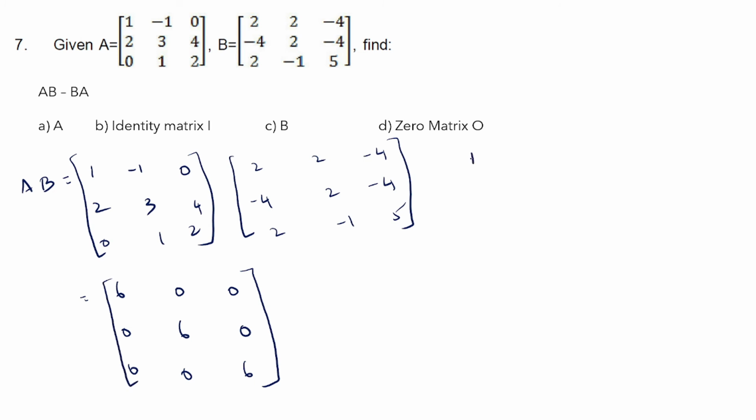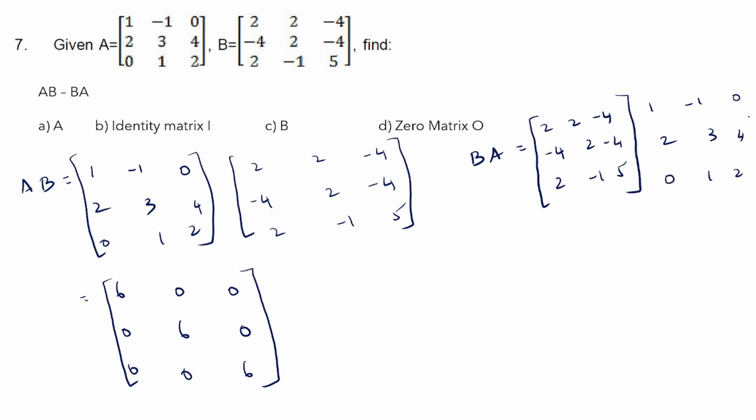Now let us find BA. BA is equal to 2, 2 minus 4, minus 4, 2 minus 4, then 2 minus 1, 5, into A is 1 minus 1, 0, 2, 3, 4, 0, 1, 2. Now let us multiply and add. So it is equal to 2 plus 4 plus 0. Here first row and here first column. Then first row, second column.